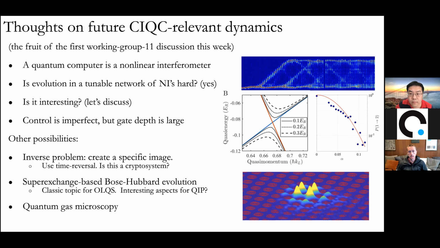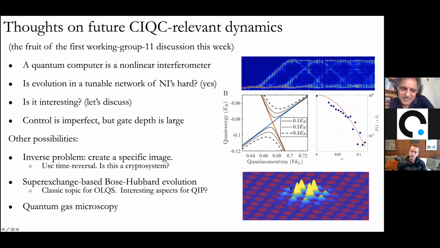In the experimental context we're talking about, our control is imperfect, but our gate depth is large. That's the regime that we can access today with neutral atom experiments. Some of the graphics at the right here show evolution through a network of beam splitters in a band structure. That's the top graphic here. Those are data from our lithium experiment. And then we show that we can tune the properties of an individual Landau Zener beam splitter. That's the middle graphs here. The left is theory and the right is experiment, matching theory reasonably well.